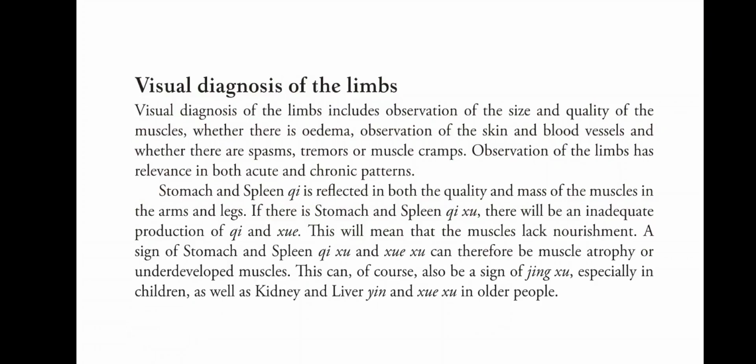Stomach and spleen qi is reflected in both the quality and mass of the muscles in the arms and legs. If there is stomach and spleen qi deficiency, there will be an inadequate production of qi and blood. This will mean that the muscles lack nourishment. A sign of stomach and spleen qi deficiency and blood deficiency can therefore be muscle atrophy or underdeveloped muscles. This can, of course, also be a sign of Jing deficiency, especially in children, as well as kidney and liver yin and blood deficiency in older people.